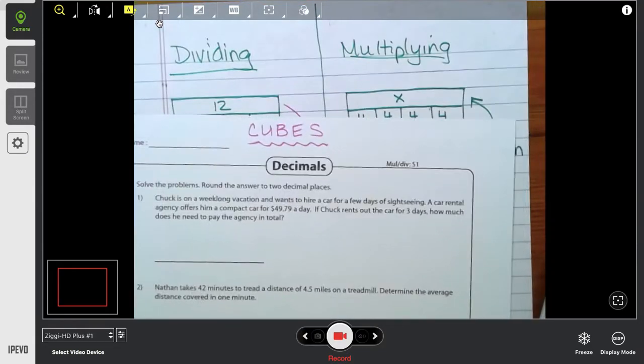All right, let's look at this first one. Let me get this. Hold on one second. I want to get something to. I'm just going to use this right here.